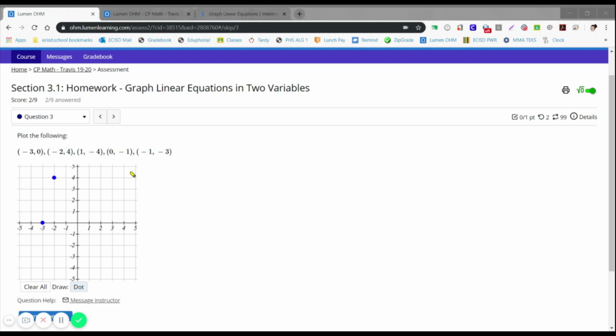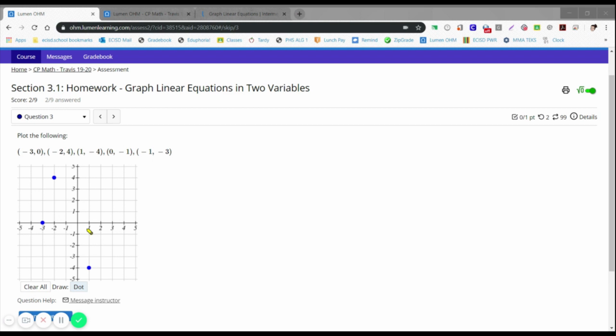The third coordinate is 1, -4. 1 is our x value. Since it's positive, we need to go right 1 square. -4 is our y value. Since it's negative, we need to go down 4 squares. 1, 2, 3, 4, and place our dot.